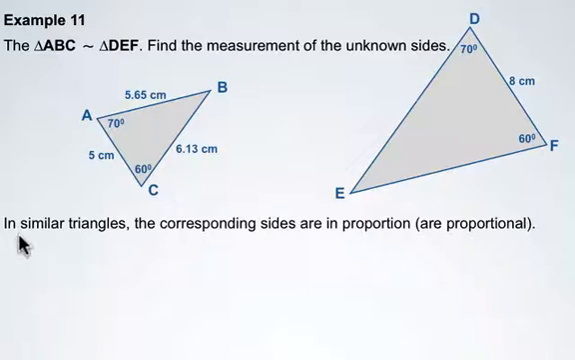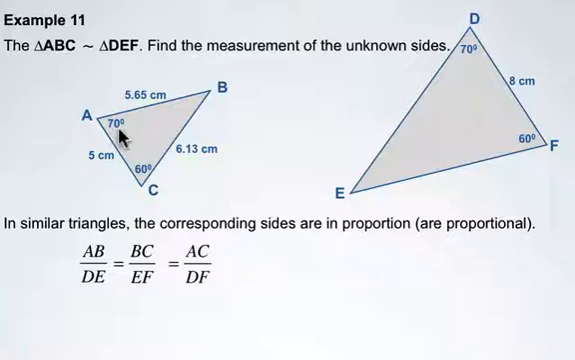So we need to go back to a property that in similar triangles the corresponding sides are in proportion, or are proportional, which means that we can set up our ratios of side AB compared to side DE should be equal to the ratio of BC compared to EF, which should be equal to AC to DF. Now we can substitute in some numbers that are given in the illustration.